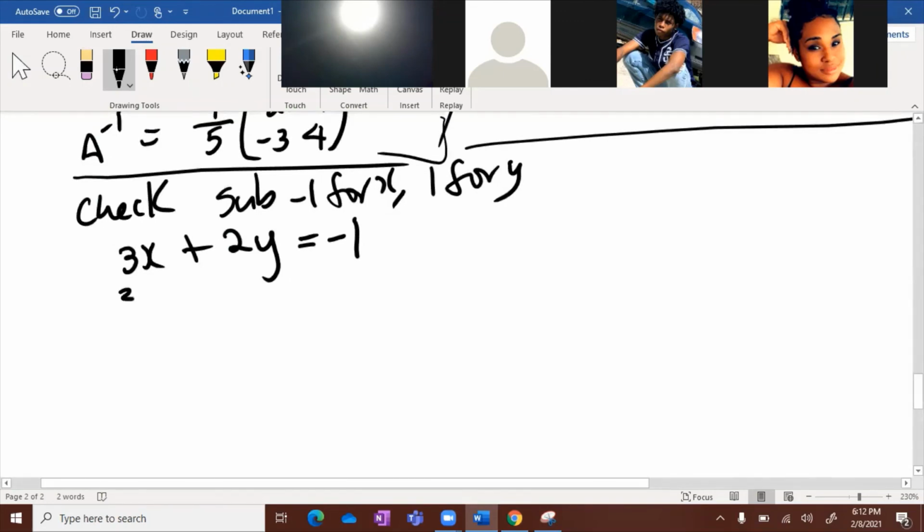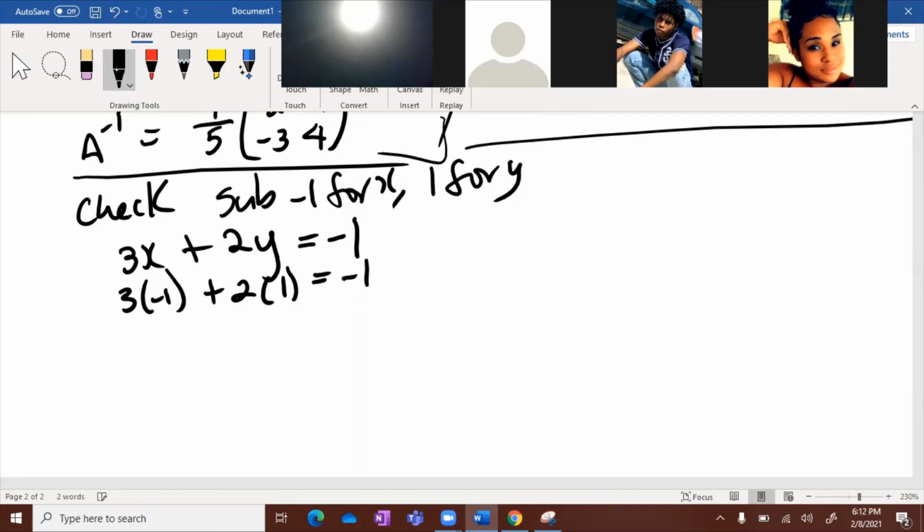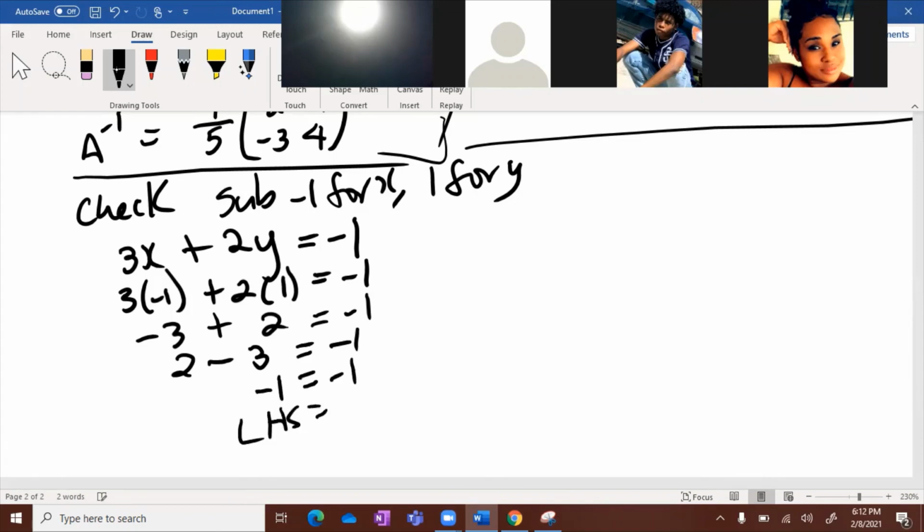So this says 3 times -1 plus 2 times +1 equals -1, which will be -3 plus 2 equals -1. Remember, even though it's like that, you read it as 2 minus 3 equals -1, which will be -1 equals -1. So the left-hand side is equal to the right-hand side. So it means you are correct.